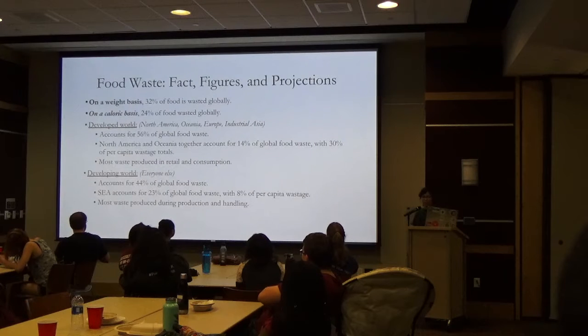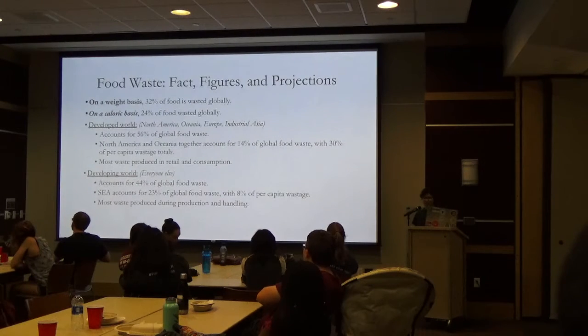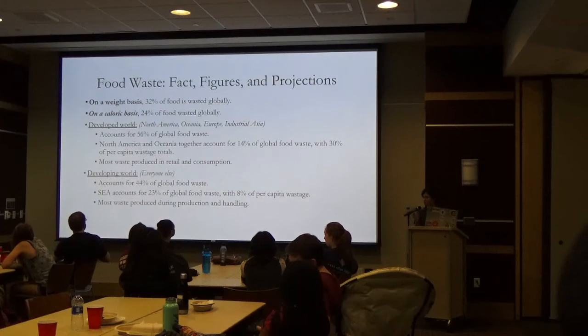And then from that, 14% of it comes from us in North America and Oceania, which is, I mean, awful. Why do we do that? And then 30% per capita, which is per person. Most waste is produced in the retail sector of the chart you saw before and the consumption bit. But for everybody else, it's only 44%. Still not okay.